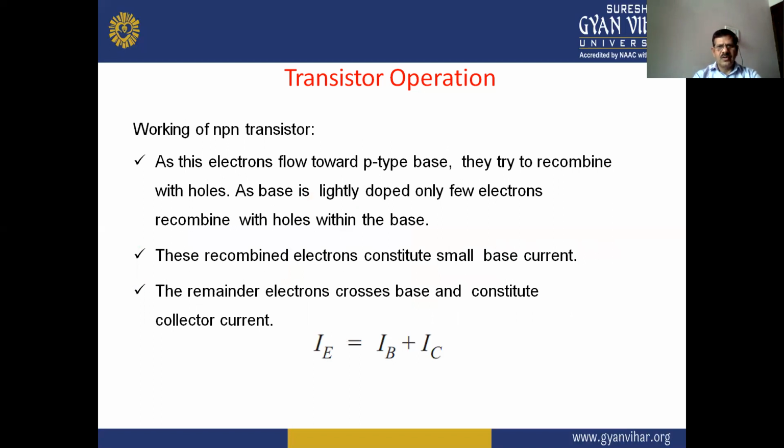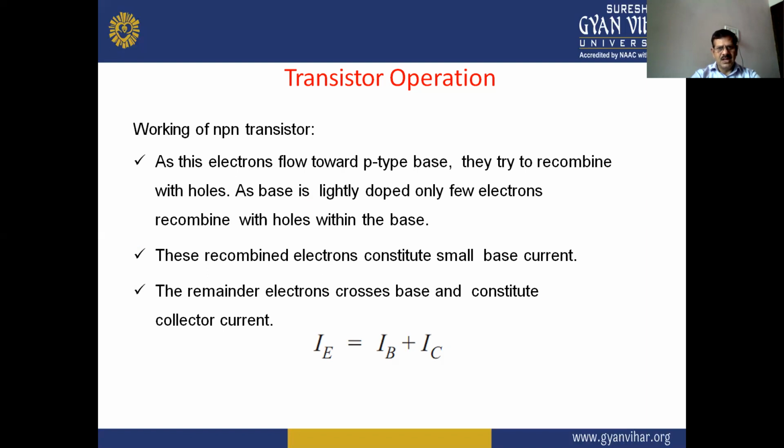As these electrons flow toward the p-type base, they try to recombine with holes. As the base is lightly doped, only a few electrons recombine with holes within the base, because the width of the base is very thin as compared to the emitter and collector. So in the base region there are very few holes. Only a few electrons recombine with the holes within the base region, and these recombined electrons constitute a small base current.